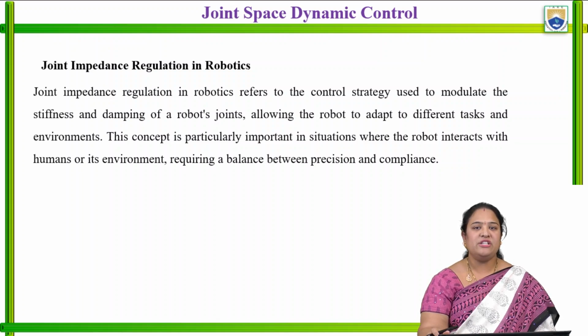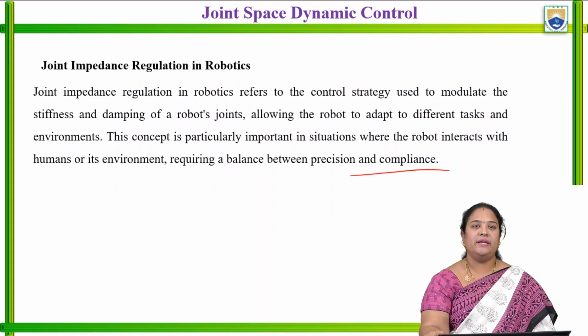This is used to adapt to the different tasks of the environment. Not only that, it is also of particular importance in situations where the robot has to interact with humans, or interact with the environment, or needs to maintain a balance between precision and compliance. There we use the joint impedance regulation.